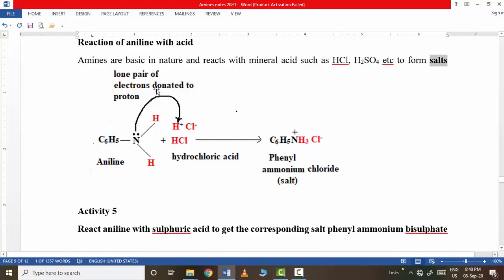So H plus ion will be taken. Nitrogen will develop a positive charge indicating the losing of lone pair of electron. Initially there were 2 hydrogen on the nitrogen. Now you have the 3 hydrogen with the chloride ion. Together we can call it phenyl ammonium chloride, which is a salt.